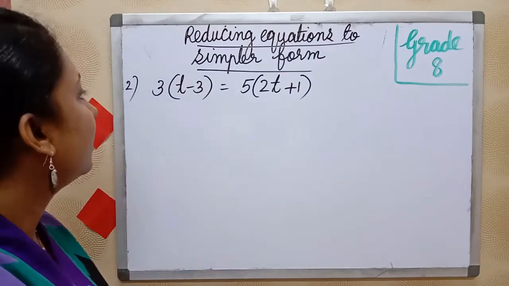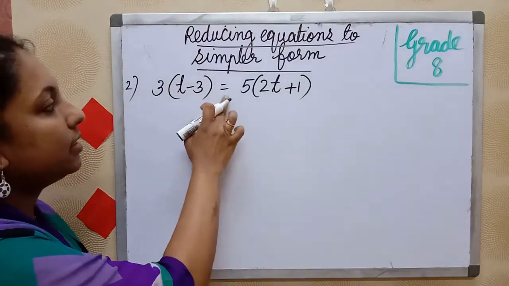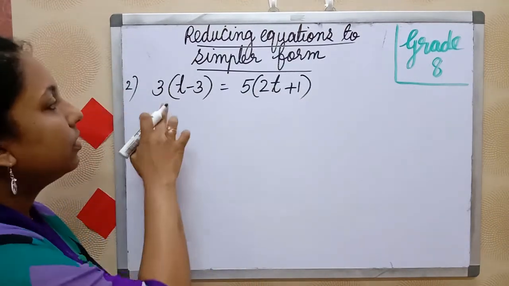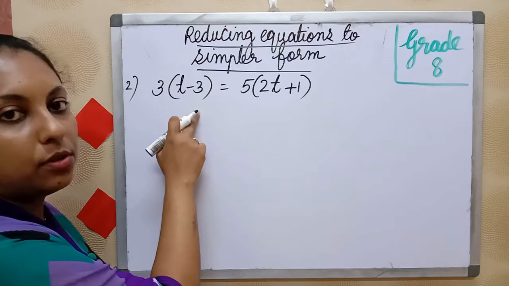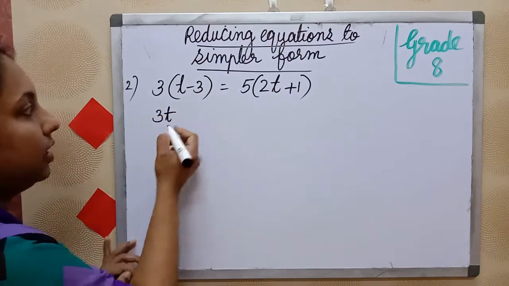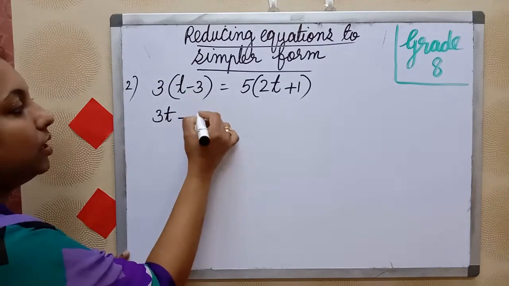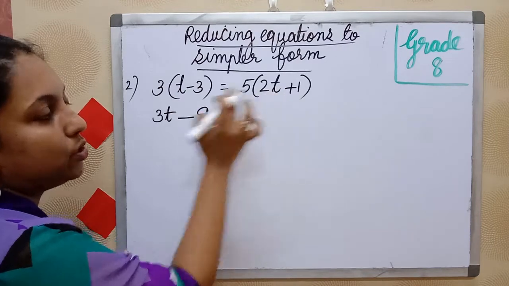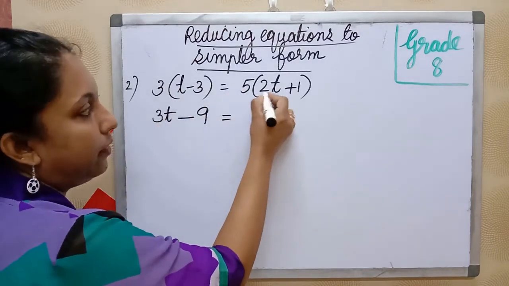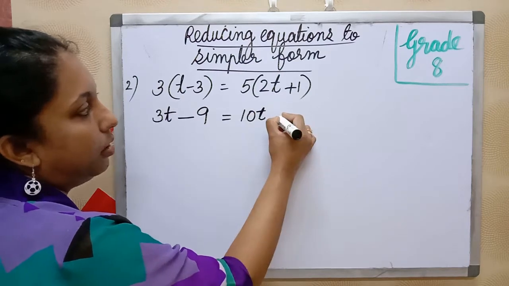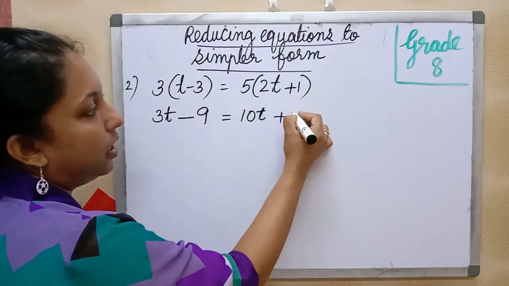Second question. 3 into t minus 3 is equal to 5 into 2t plus 1. First you have to open the bracket. 3 into t, 3t, minus 3 into 3, 9, is equal to 5 into 2t. That is 5 into 2, 10. 10 into t, 10t, plus 5 into 1, 5.